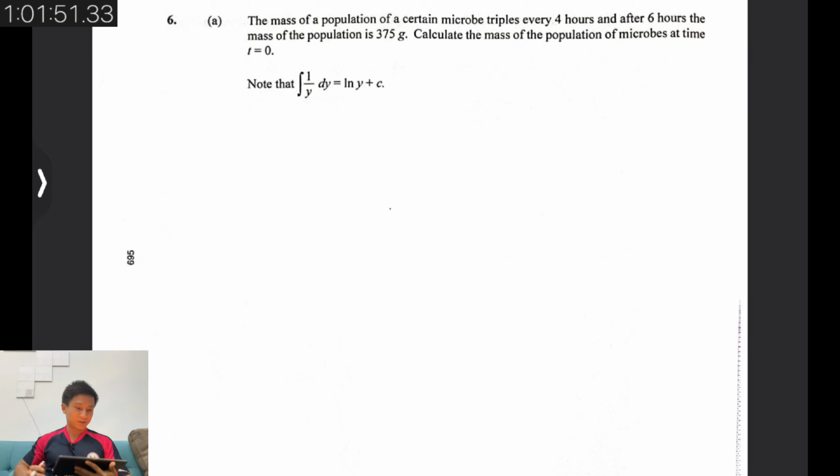Okay, number 6. A. The mass of population of a certain microbe triples every 4 hours, and after 6 hours, the mass of population is that. Calculate the mass of population of microbes at time t equals 0. Ooh, okay, note that. Interesting. Okay.